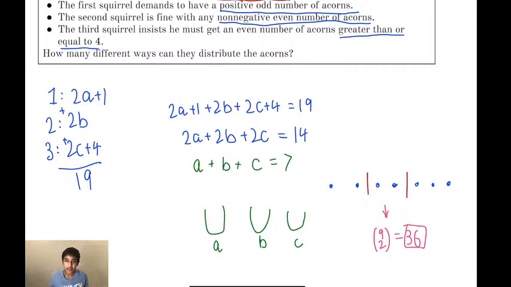So there's 36 ways to distribute the acorns. And as you can see here, solving this problem required a little bit of ingenuity, and the idea was to think of, oh, well, it's a distribution, and we have these conditions, so why not just let it be this value here, and then find a stars and bars equation to solve.